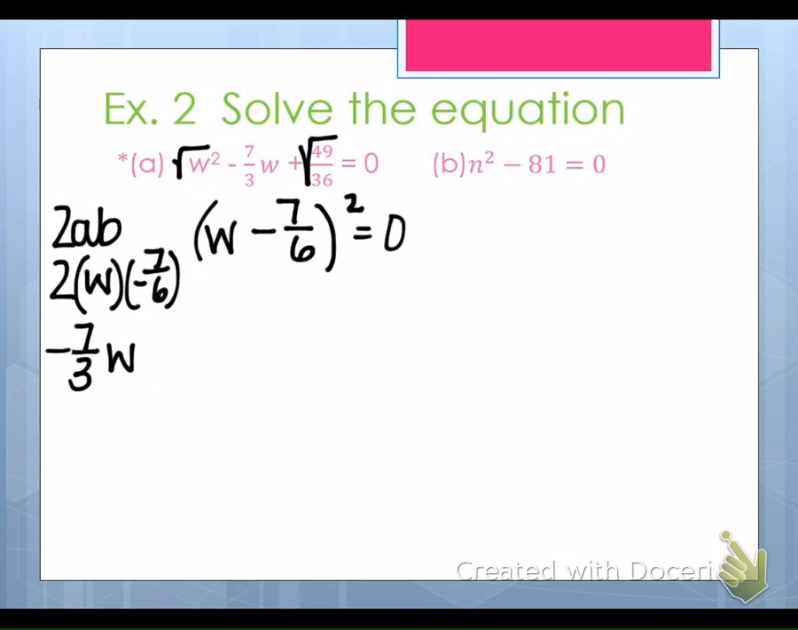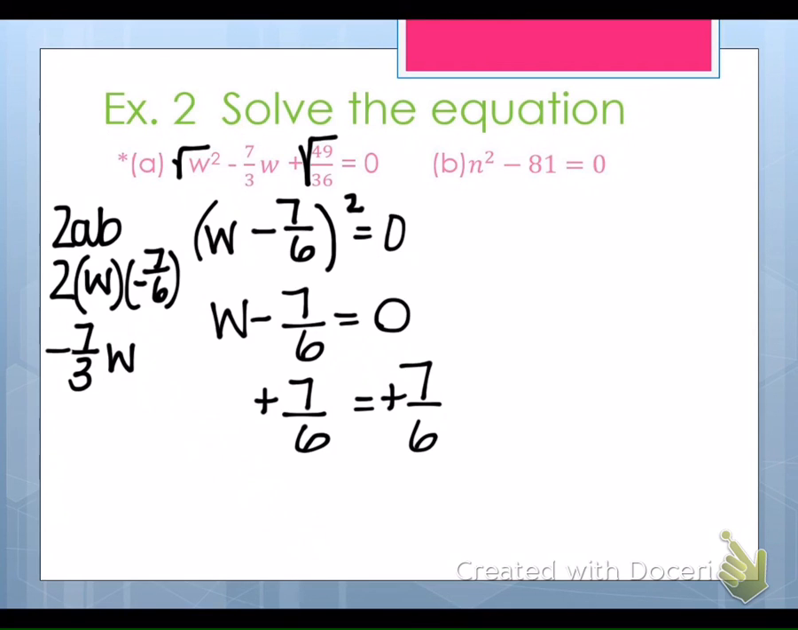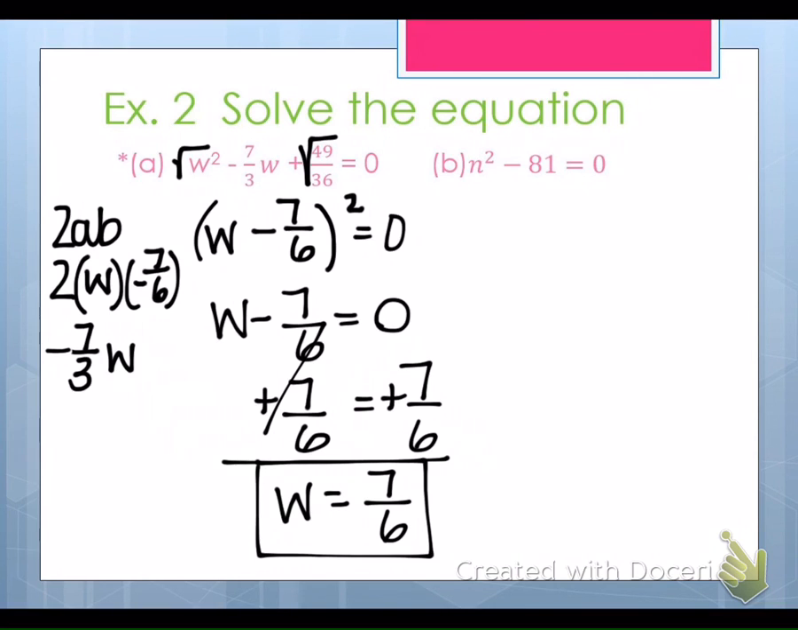How many equations are we going to have to set up and solve? 1. Very good. Why just 1? Why not 2? Okay, if the binomial is raised to the second power, if I write 2 equations, I'm writing the exact same equation twice, so that's not necessary. So we bring down w minus 7/6 equals 0, and how do we solve for w? We add. Okay, we don't panic because it's a fraction. We just add 7/6 to both sides, and w equals 7/6. Great job. Any questions?